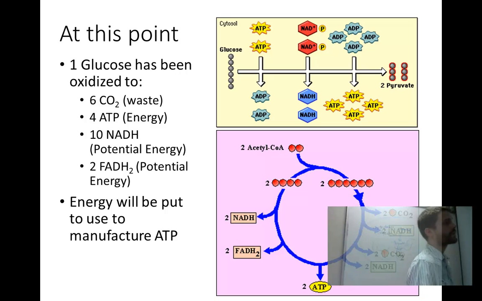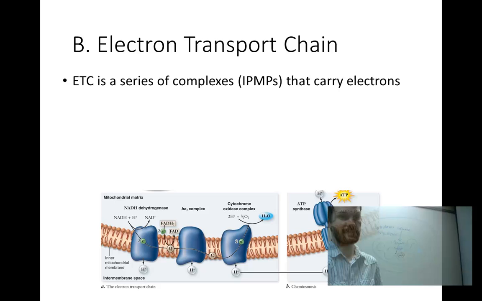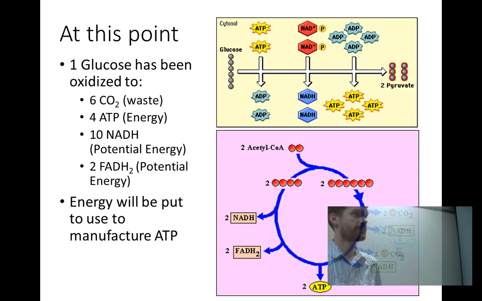So for every molecule of glucose, once it's gone through the Krebs cycle, you have 6 carbon dioxides, 4 ATPs. We had some of the carbon dioxides from pyruvate oxidation. 10 NADHs and 2 FADH2s. And now we have all the molecules necessary, these guys, FADH, NADH, to make some ATP. You get all those?